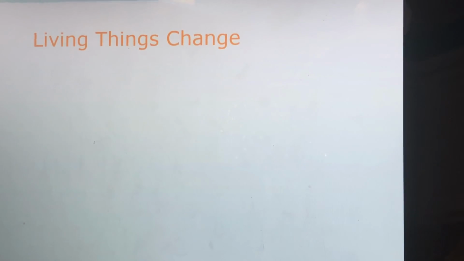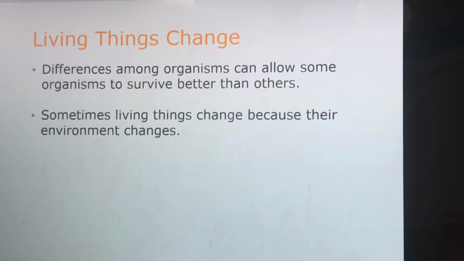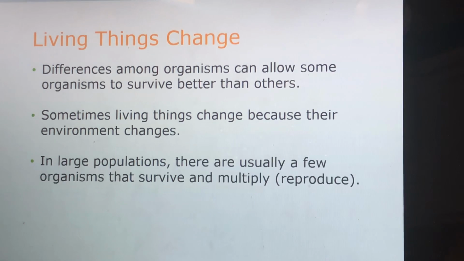Living things change. Differences among organisms, which you will soon learn are called adaptations, can allow some organisms to survive better than others. Sometimes living things change because their environment changes. In large populations, there are usually a few organisms that survive and multiply or reproduce.